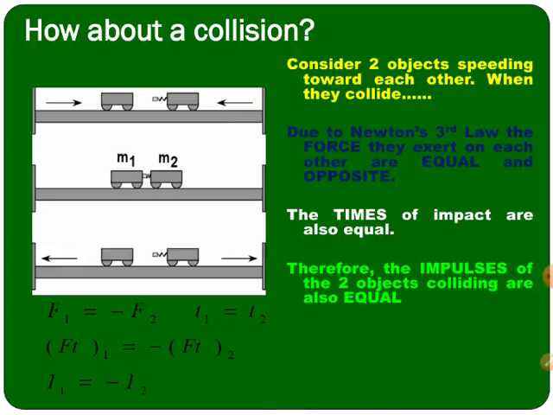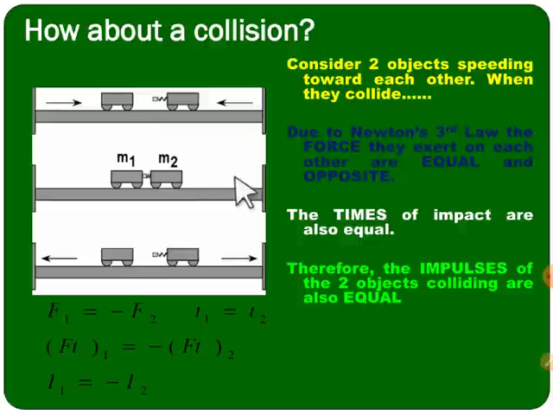What happens when two objects collide with each other on a level road? Consider two objects speeding toward each other, one from the left-hand side and another from the right-hand side. If they collide, what will happen? Due to Newton's third law of motion, they exert equal force on each other but in opposite directions. As per Newton's third law, for every action there is an equal and opposite reaction, right?